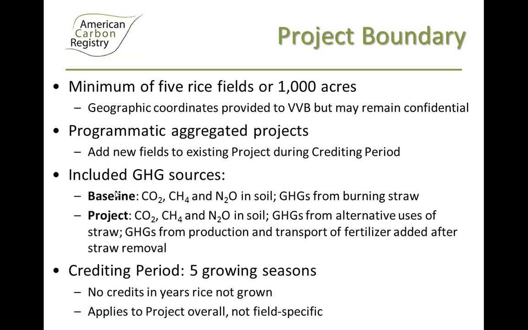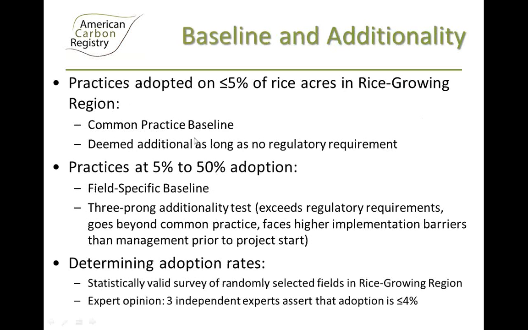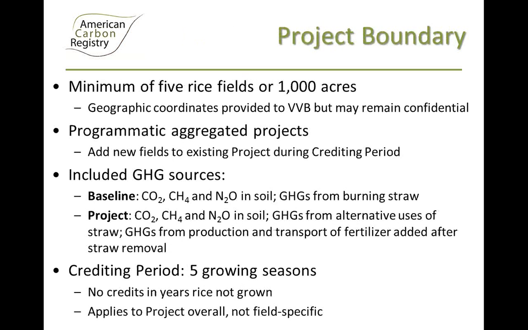Project boundary is established in the methodology basically by defining rice fields and requiring a minimum of 5 rice fields or 1,000 acres be included in the project. That is for reasons of reducing structural uncertainty in the model, as well as realistically in view of the fact that any rice project is likely to include probably a lot more acres than that and multiple farmers in order to improve, sort of reduce transaction costs.